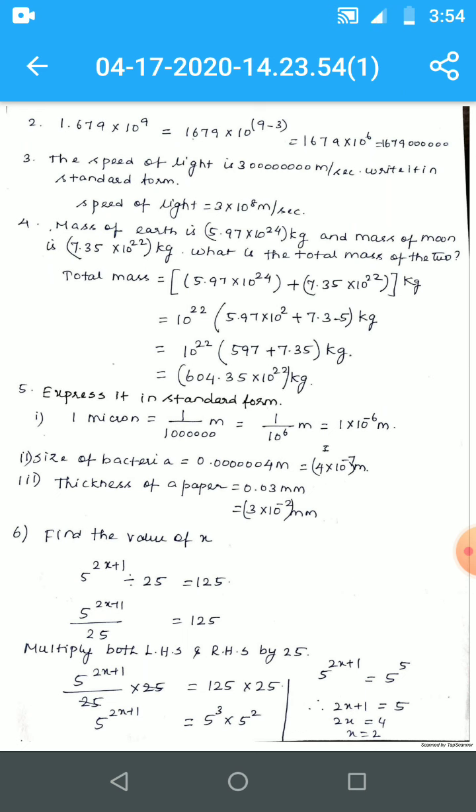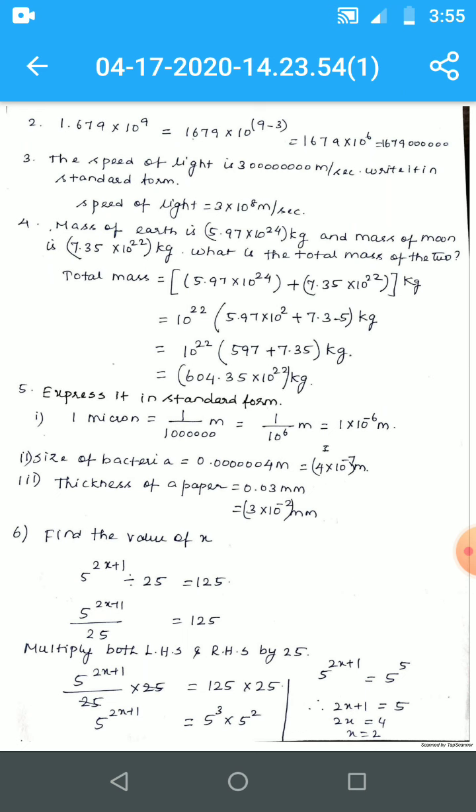The thickness of a paper is given as 0.03 millimeter. 3 into 10 to the power, how many steps from the decimal point am I moving? I am moving backward. If I am moving backward, the power becomes negative. If I am moving forward, the power becomes positive. So how many steps am I moving backward? 2 steps. So 3 into 10 to the power minus 2 millimeter.